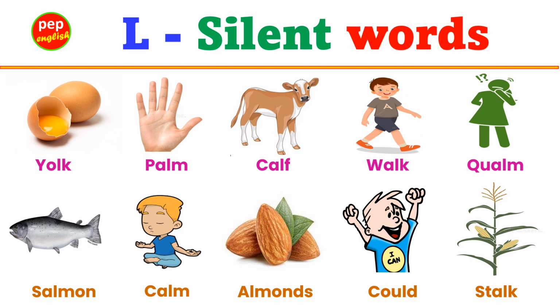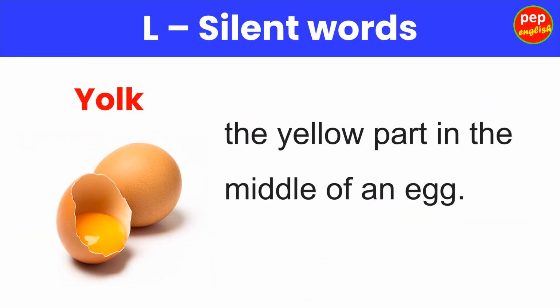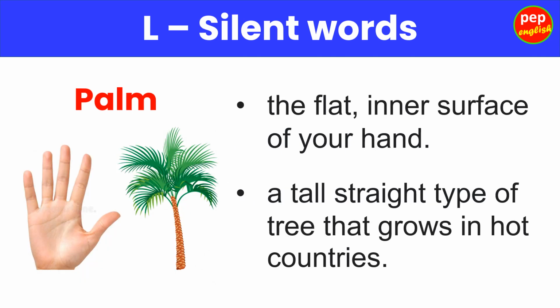L silent words in English. Yolk. The yellow part in the middle of an egg. Palm. The flat, inner surface of your hand.